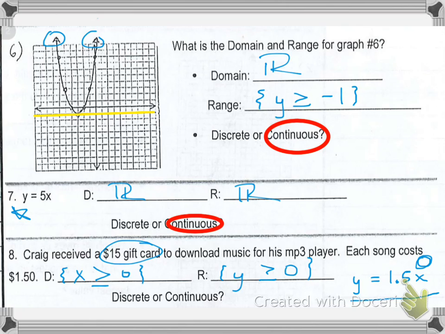Okay, now this is an interesting one. If I graph y equals 1.5x, just like that, I'm going to have a straight line, right? But I'm not graphing just the equation 1.5x. Now I have to look at the scenario. On this scenario, it's talking about music. Can I buy half a song? No. Since I cannot buy half a song, this function is going to be discrete. Okay?